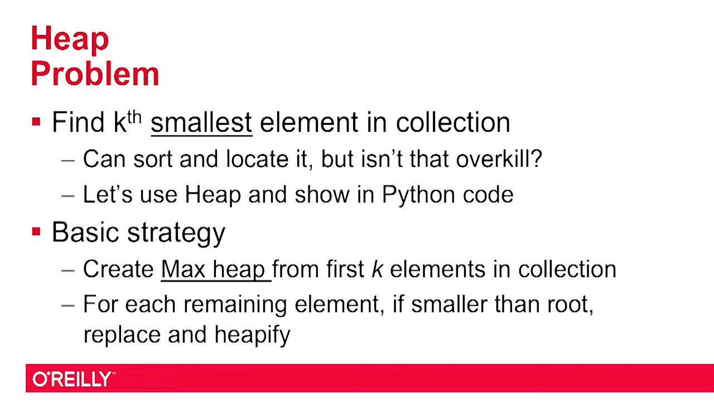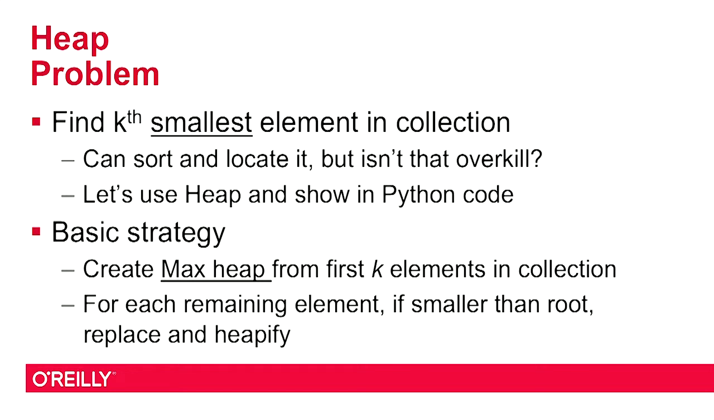If you had a collection of elements and you just wanted to find the smallest one, well, you could call min, the built-in function that most languages provide, and you'll find it in order n time. And that's pretty much what you'd expect. But what if you wanted to find the third smallest or the fifth smallest?